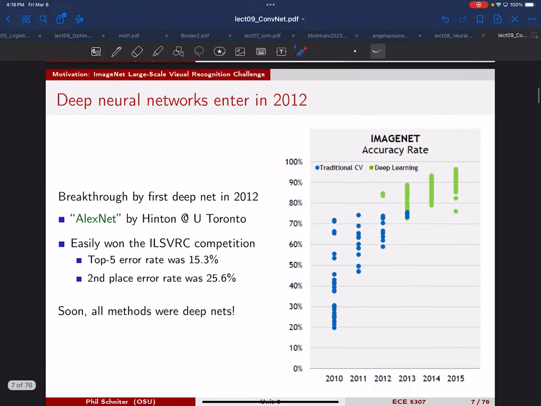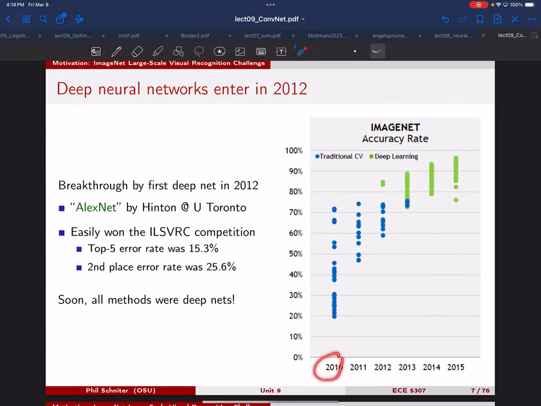So when you look at what was happening over the years, 2010, 2011, this is just the accuracies that people were able to get on that 1,000 class competition. And so you can see that there was not that much progress being made from 2010 to 2012 among these traditional computer vision methods, things like support vector machine. We'll talk about tree-based methods. I don't know if those are used, but it's kind of classical stuff.